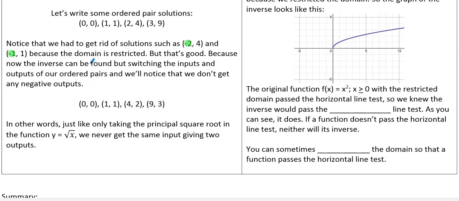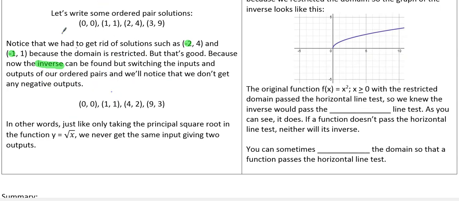So that's good, because now the inverse can be found, but switching the... sorry about the typos, everybody. I'm trying to do too much today. By switching the inputs and outputs of our ordered pairs, we'll notice that we don't get any negative outputs. Oh wait, no, maybe that is supposed to be but. I apologize, I don't even know what I'm doing anymore.